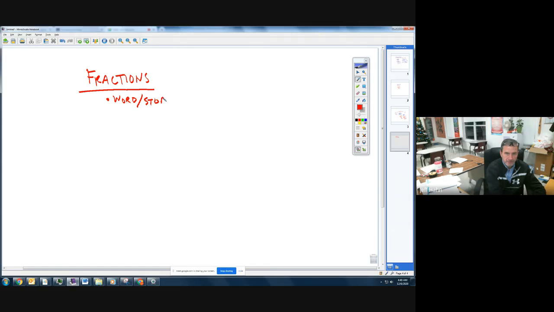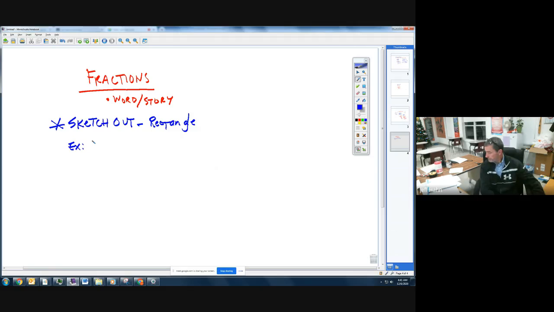Word slash story problems. And as always, children, anytime you come up with story problems, always, always, always in big letters, please put that we need to sketch it out. Which really in this fraction one just means you need to diagram it or draw rectangles. Rectangles will be your friends for this. Here's our example problem, and you'll see how this works. It's pretty simple.